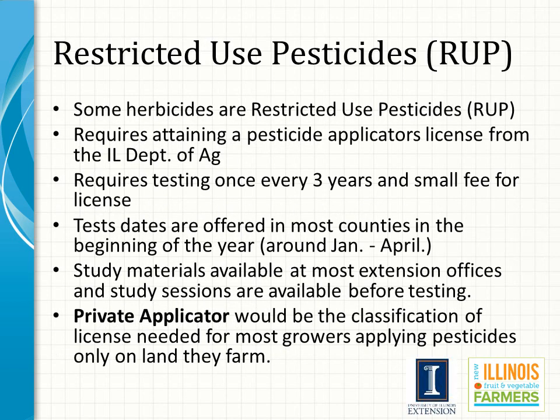Some herbicides are listed as restricted use pesticides, and these require you to obtain a pesticide applicator's license from the Illinois Department of Agriculture in order to use them and purchase them. Again, testing is once every 3 years, and there's a small fee for the license. You can easily find information for a testing site near you, generally in the spring or late winter of the year. And for most of you who are just making applications on your own fields for which you're growing on, you need to get the classification of a private applicator.